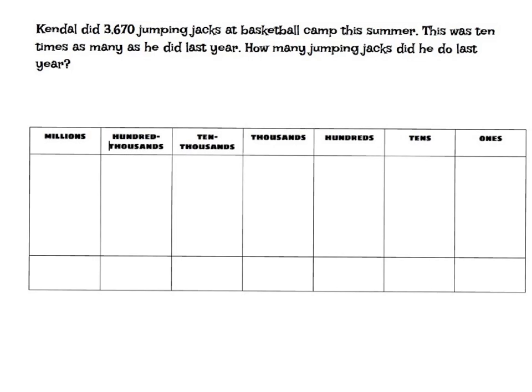So I know he did about 3,000 jumping jacks this year, and that was 10 times as many as last year. So in my mind, I have to figure out that last year he did less than this year. This time he did 10 times more. So I know that last year he did fewer jumping jacks. So my answer, when I'm done, should be smaller. So I'm going to start by writing out how many jumping jacks he did this summer. He did 3,670 jumping jacks this year.